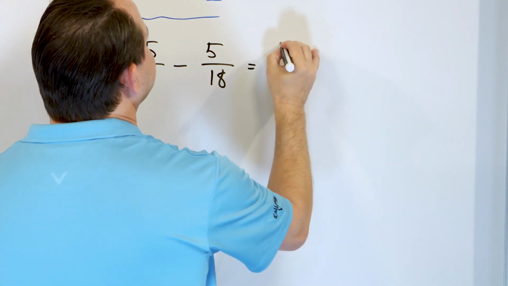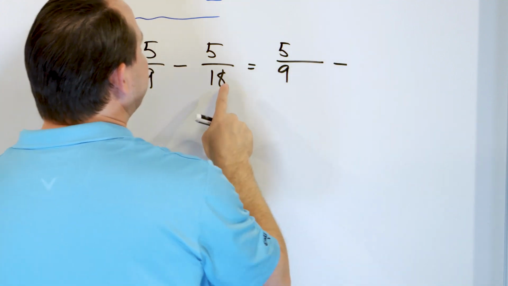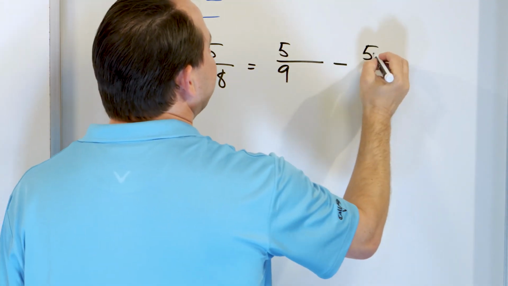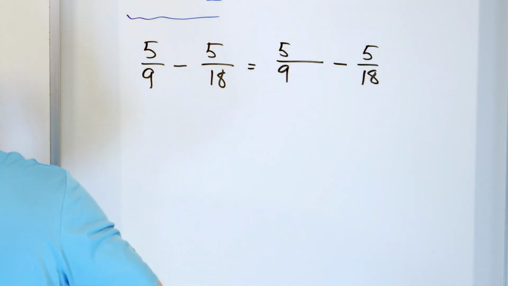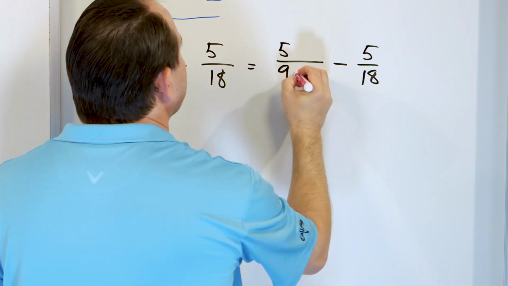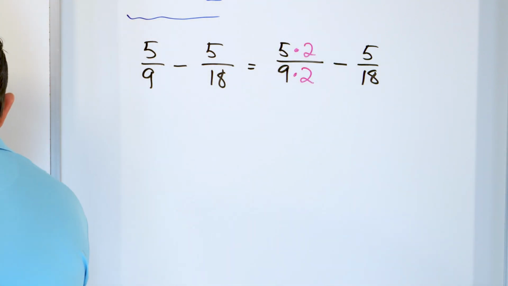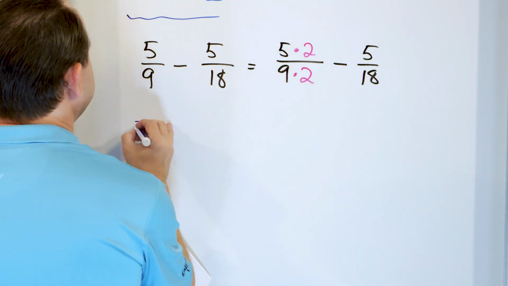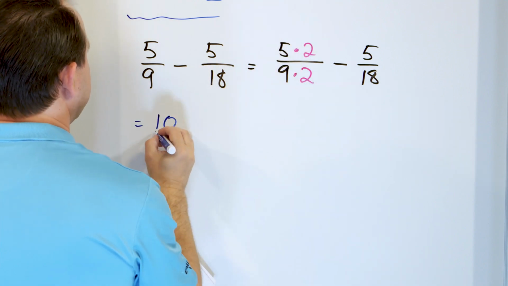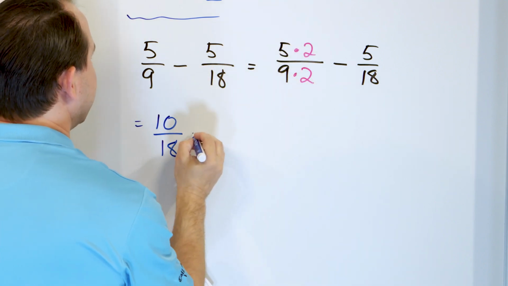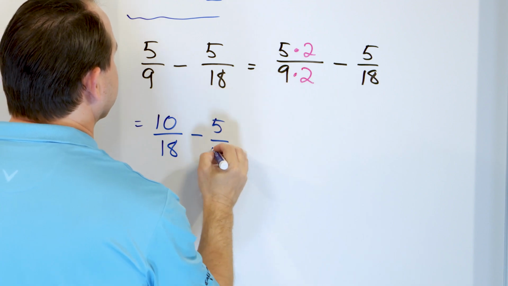So I'll rewrite the 5/9. And I'll leave this one, I'll just leave it alone. I don't need to change it because I'm going for a denominator of 18. Multiply this times 2 to give 18. Multiply that by 2. And what do we actually have here? We say 5 times 2 is 10, and then 9 times 2 is 18, and then 5/18.